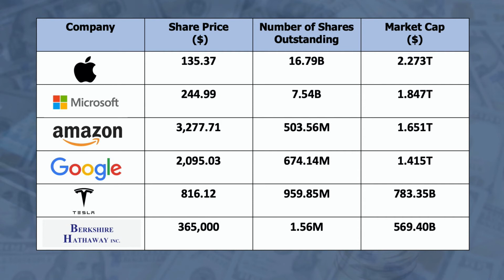And I also stuck Berkshire Hathaway in because that's always an interesting one, because their A-class stock is $365,000 per share. But since they've only got 1.56 million shares outstanding, this brings the market cap to 569.4 billion. So let's have a look at the key points from the market cap.